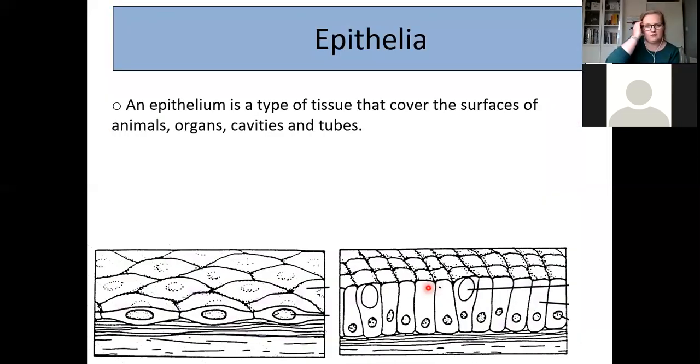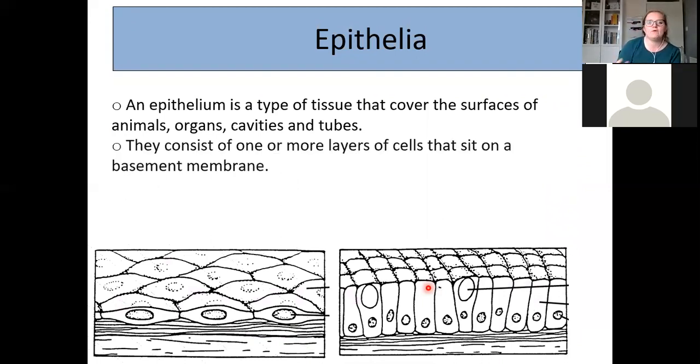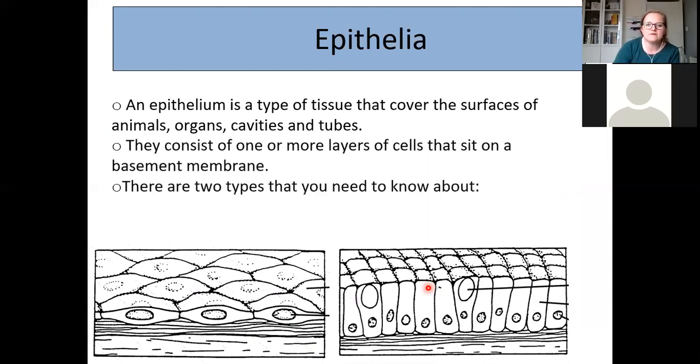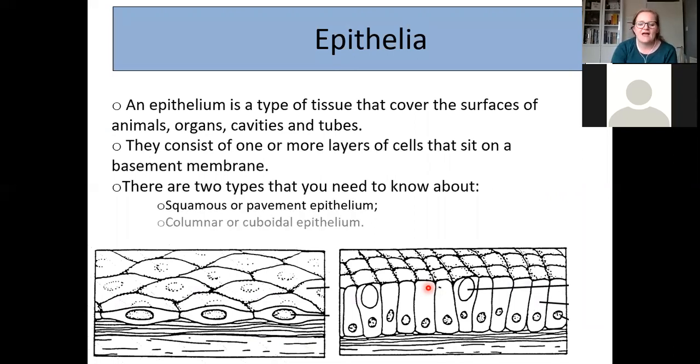Epithelial cells. So an epithelium is a type of tissue that covers the surfaces of animals, organs, cavities, and tubes. They consist of one or more layers of cells that sit on a basement membrane. There are two types that we need to know about. So we have squamous or pavement epithelium, and then columnar or cuboidal epithelium. So this is our squamous, very flat, looks a bit like a pavement. Columnar, I struggle to say that word, is really long, thin epithelial.